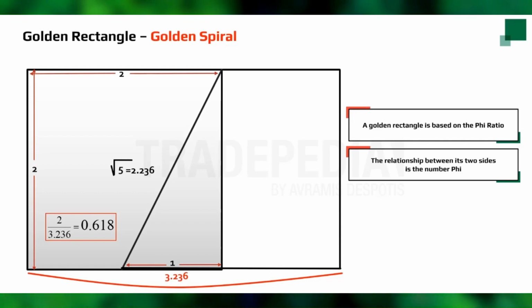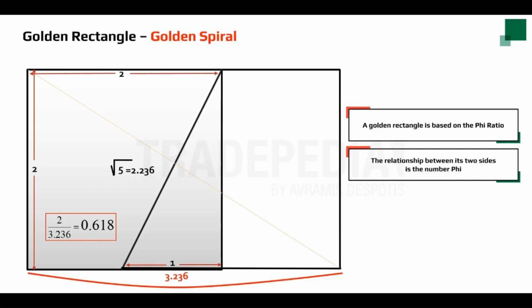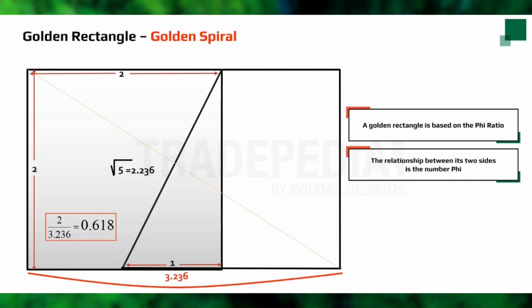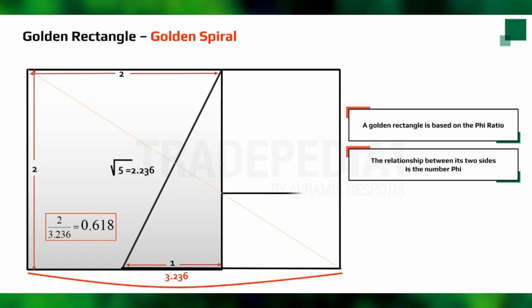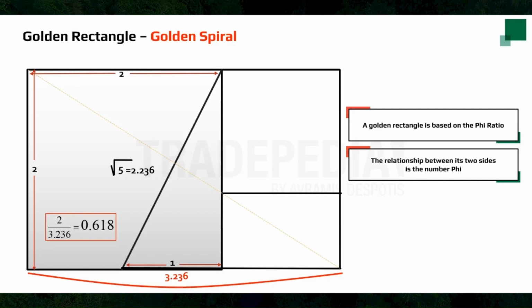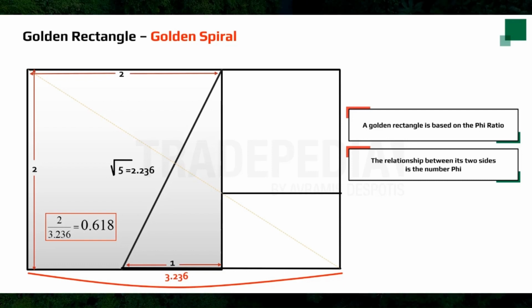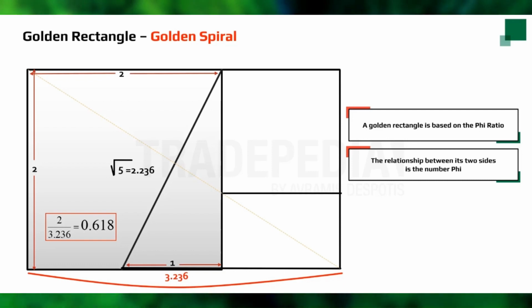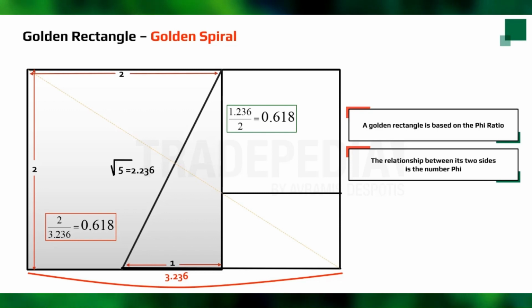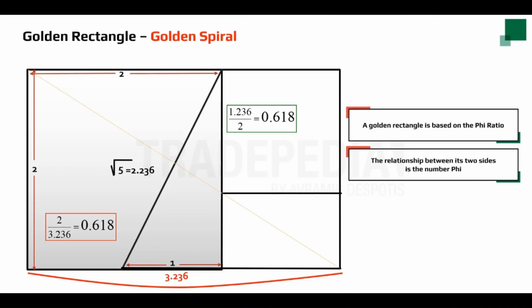Now look at this. If we draw a diagonal across the whole rectangle, where it crosses the line, it's again the golden ratio. Here we have another rectangle where one side is 2 and the other side is 1.236. Now, if we divide 1.236 by 2, again we get the number 0.618. So again, we have a golden rectangle.